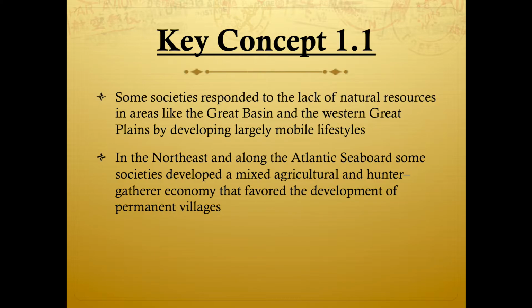We're also going to talk a lot about the Northeast and the Atlantic Seaboard, especially when the English come over into what is today Virginia, all the way up through New England. We'll see very complex societies there, and some of them are mixed. Some of them are highly agricultural, others are hunter-gatherers.